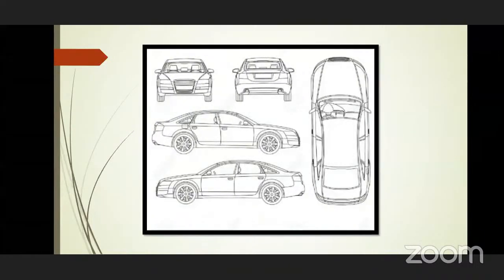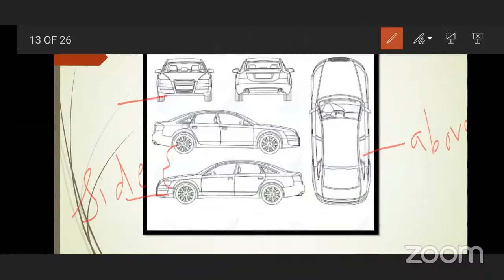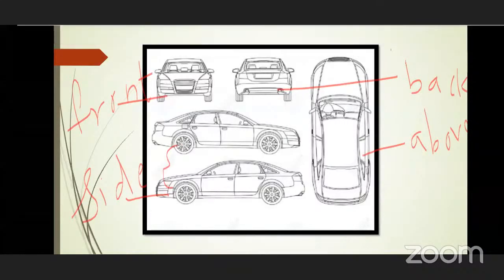Now see. In this shape also we have to write their views. Which is this view? Above view. Yes, above view. Which is this view? Right view. But side view. Okay, so these two will be side view. And this, front view. And this is back view. Yes, this is a back view.